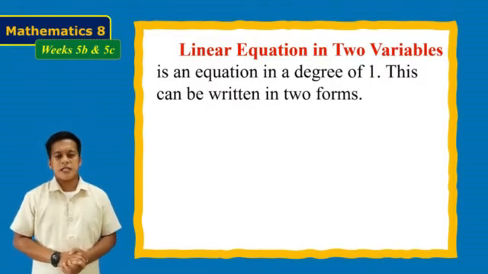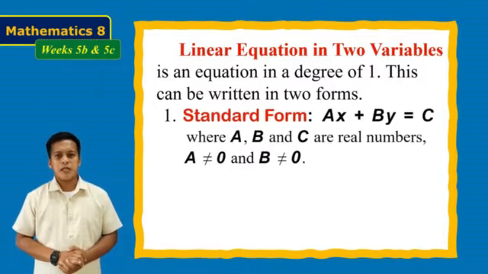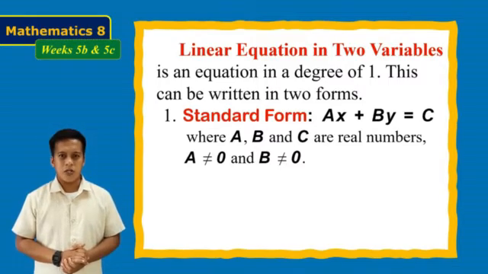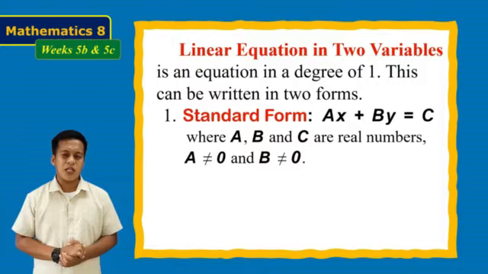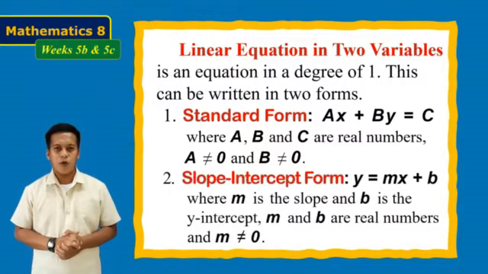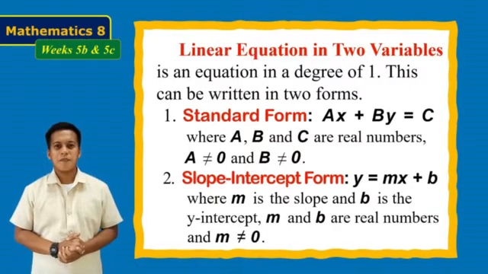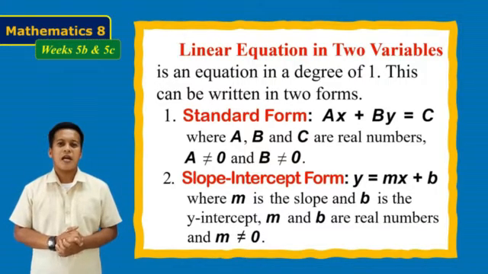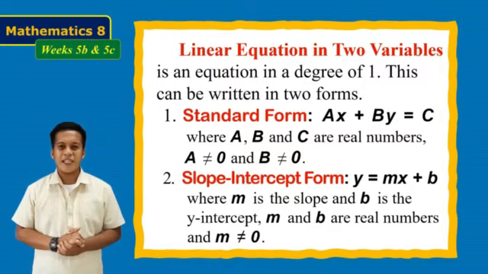First, standard form. AX plus BY equals C, where A, B, and C are real numbers, and A is not equal to 0 and B is not equal to 0. Second, slope-intercept form. Y is equal to mx plus b, where m is the slope and b is the y-intercept. M and b are real numbers, and m is not equal to 0.